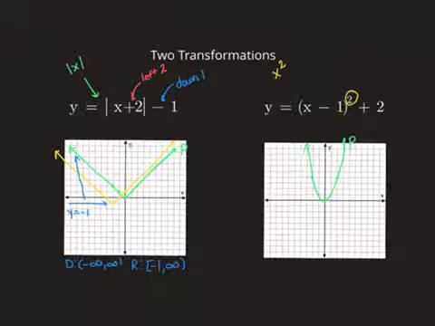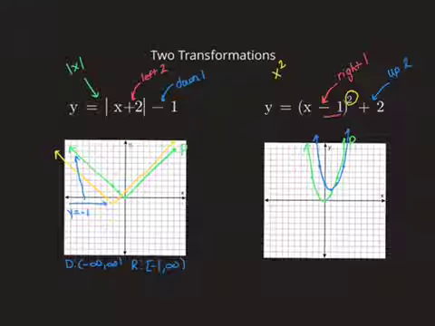And then this transformation inside the parentheses grouped with the x, this -1 is going to move everything to the right 1. And then this +2 not grouped with the x is going to shift the graph up 2 units. So I'm going to take all of those points on my graph, I'm going to move them to the right 1 and up 2. And so here is my new parabola.